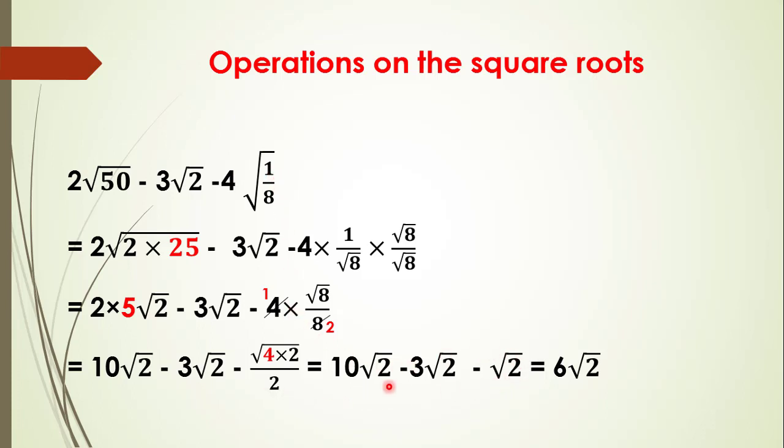Now we can simplify. We have 10, because here we have 2 times 5 equals 10. 10 root 2 minus 3 root 2 minus root 2. Okay, negative 3 and negative 1 is negative 4. 10 minus 4 is 6. So the result will be 6 root 2.